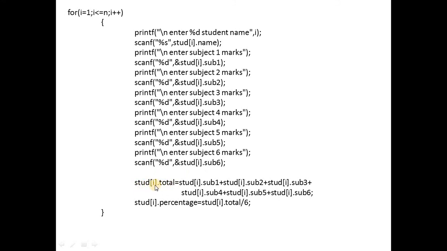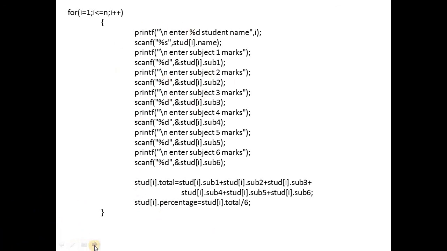Student of i is equal to, that is student of 1 is equal to these all marks: student of 1 subject 1, subject 2, subject 3, subject 4, subject 5, subject 6, everything. And even percentage you are doing like this: student of i dot percentage is equal to student of i dot total by 6. So this is how you are calculating. You are reading the data and also calculating the total and percentage. This is finished, till n students.